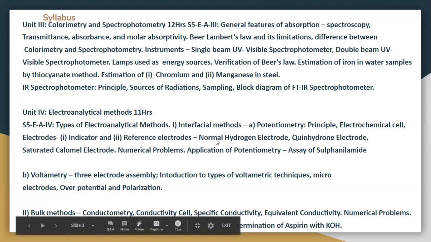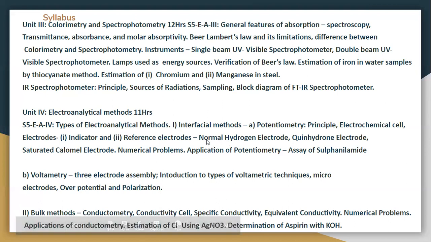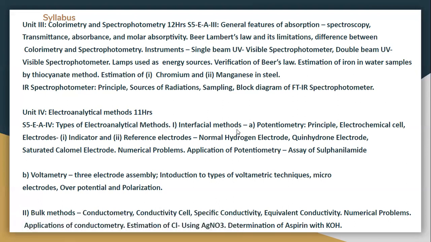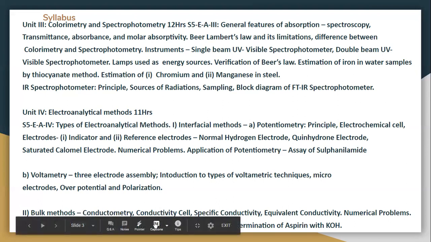In the construction of an electrochemical cell we generally use 2 electrodes, but here we use 3 electrodes, and an introduction to types of voltammetric techniques. It is just an introductory topic. And next, reference electrodes. This is the interfacial method, so generally we say interfacial method here. And next one is the bulk method.